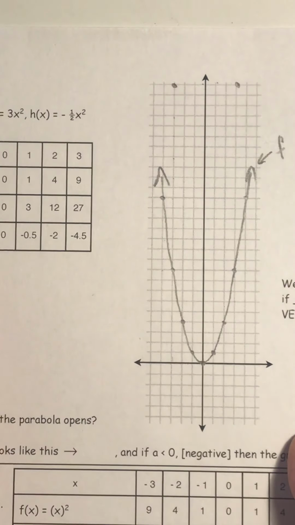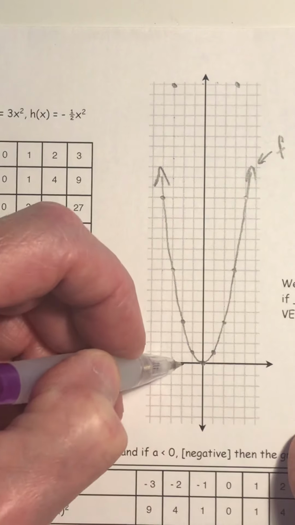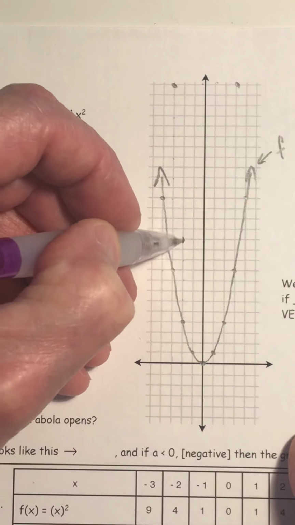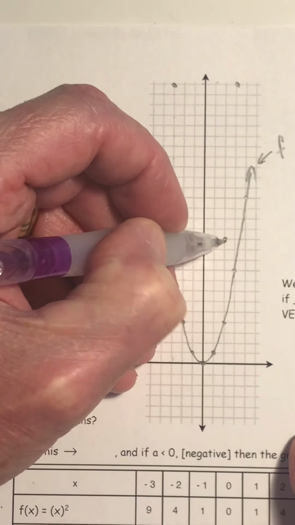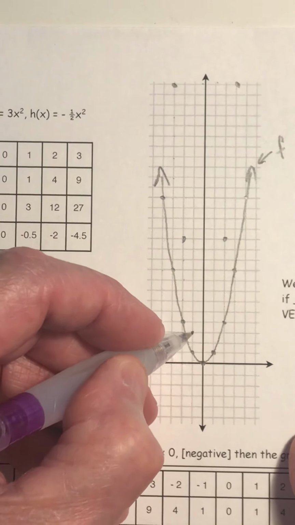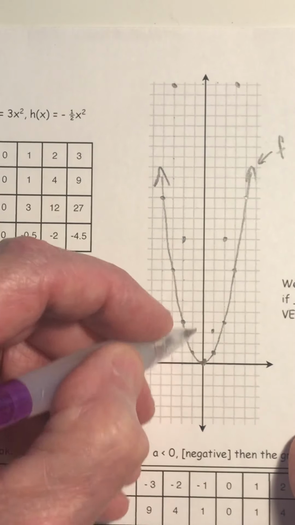And at negative 2 and at positive 2, we get a y value of 12. So that's 4, 6, 8, 10, 12. And again over here, 12. And at negative 1 and at positive 1, we get a y value of 3. And at 0, we still get 0.